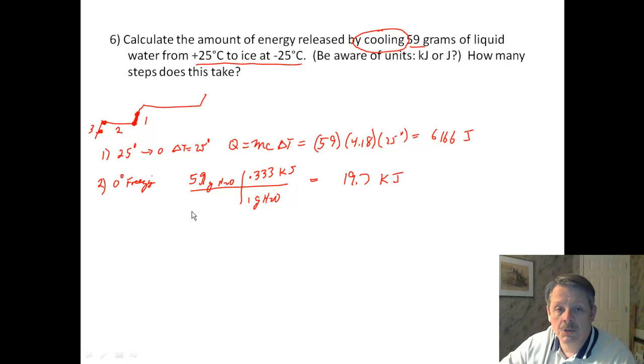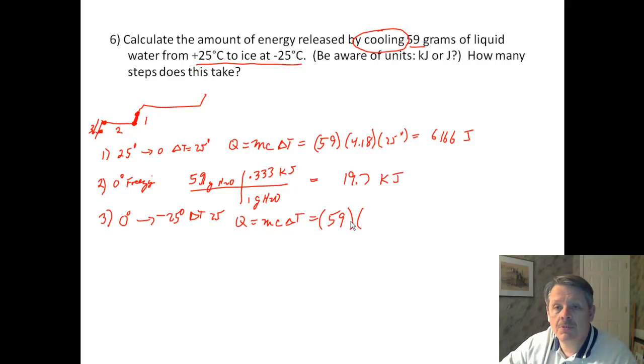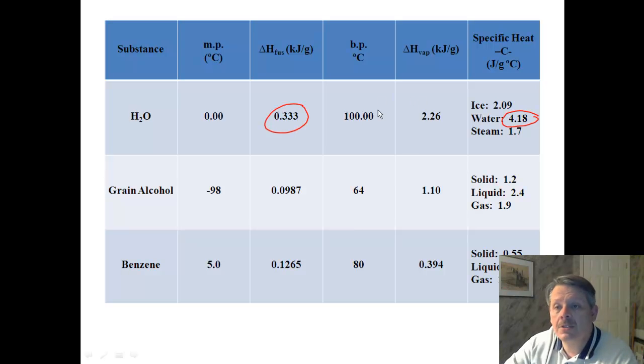But I'm not done yet, because now I have to take that solid and continue down until I get to negative 25 degrees. So now I'm going from 0 degrees to negative 25 degrees. All right, so my delta T is again 25 degrees. So my Q is equal to mc delta T. My M is still the same, it's still 59 grams. And my specific heat is what's different. Now notice here I'm cooling off ice.